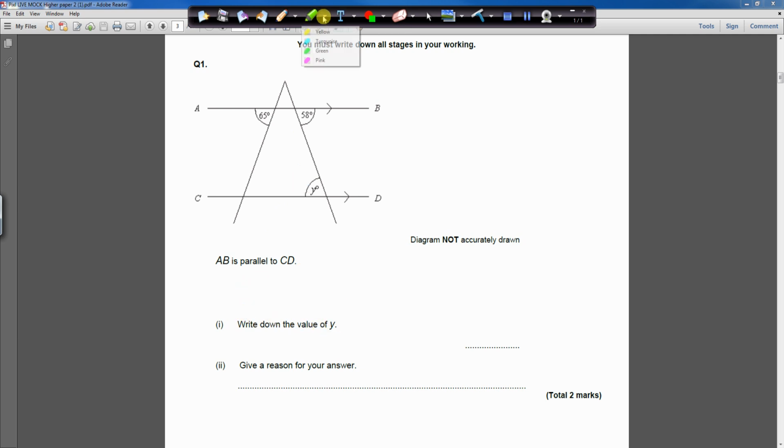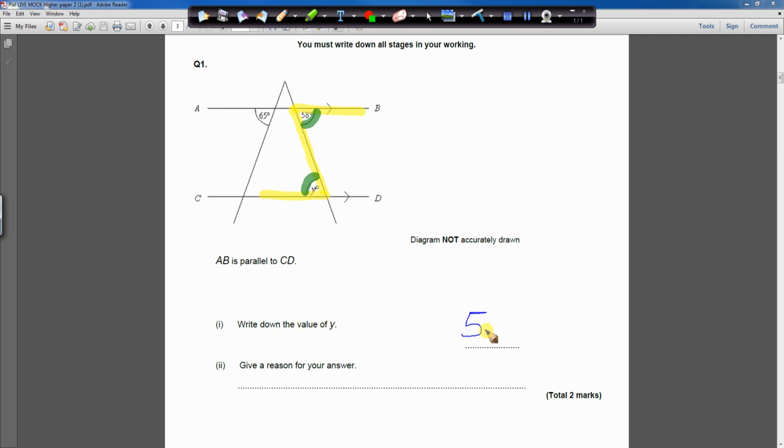So I'm going to choose my highlighting tool now, and I'm going to highlight for you this part of the parallel line and this part of the parallel line, and what joins them up together here. I'll just choose a different color. Okay, now as we can see a Z shape here, the correct word for the Z shape is alternate angles. So we know that 58 and y are equal. So we can give an answer, write down the value of y.